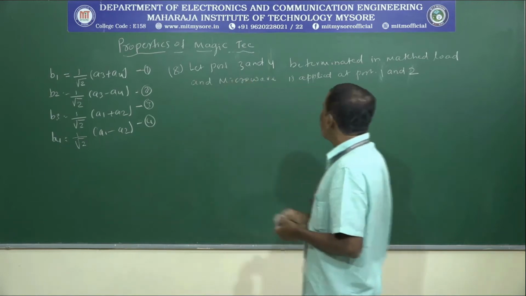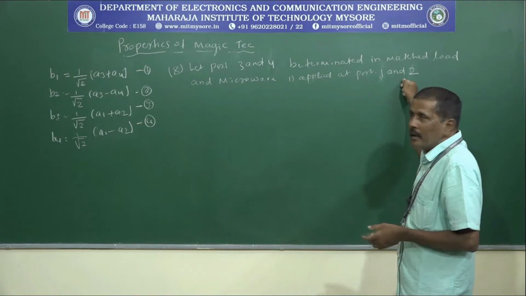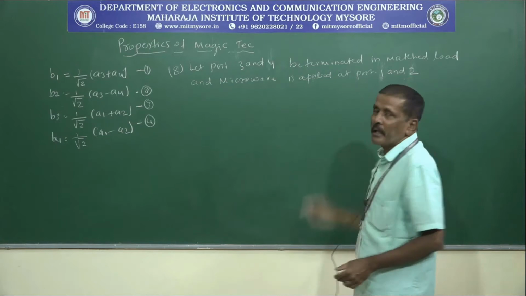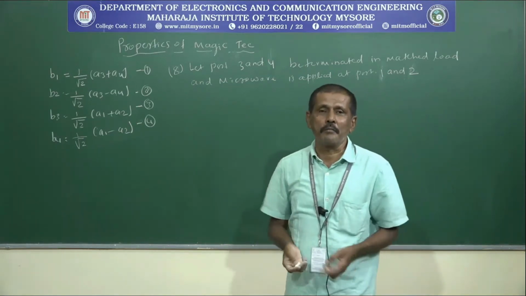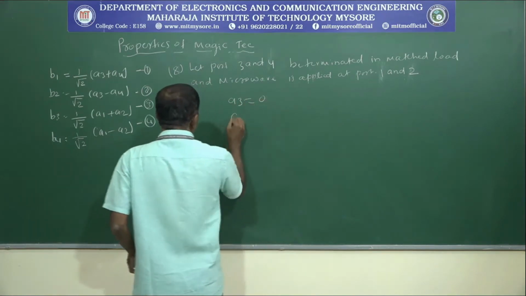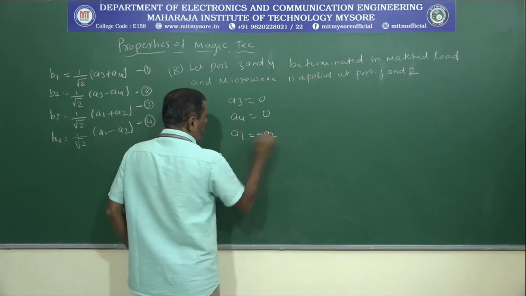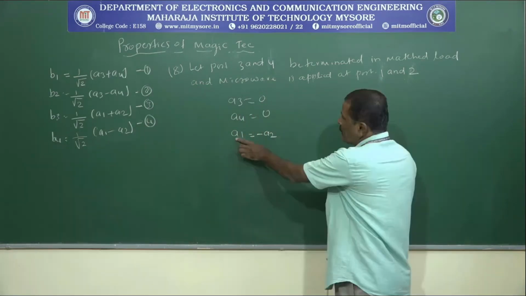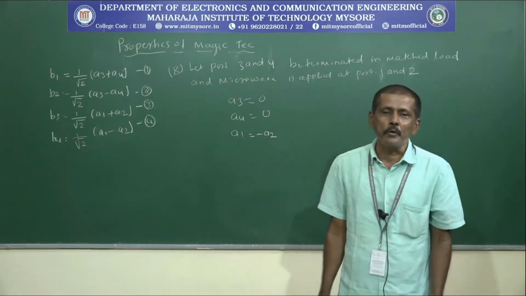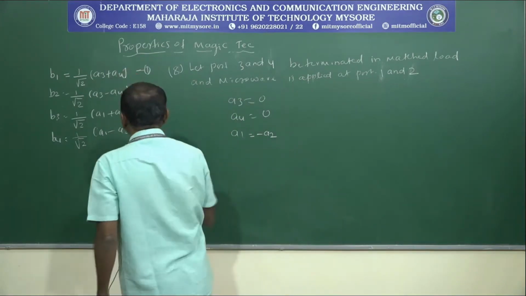For property number 8, port 3 and 4 are terminated in a matched load and a microwave signal is applied at port 1 and 2. It looks similar to property number 7, but here whatever signals you are applying at port number 1 and 2 are out of phase with each other. Therefore, you can write it as A3 equal to 0 and A4 equal to 0 and A1 is equal to minus A2. A1 equal to minus A2 doesn't mean that it is a negative signal. A1 and A2 signals are out of phase with each other. And now substitute these values in this equation.